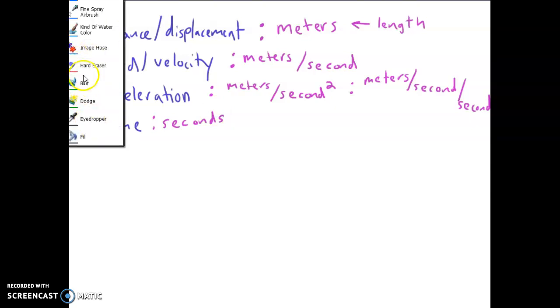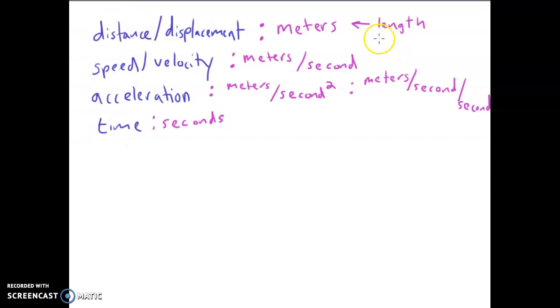Okay. So in this class, we will be using a particular system of units. You will notice, right, that meters aren't the only way to measure distance or displacement. Seconds is not the only way to measure time. And because of that, meters per second and meters per second squared are not the only ways to measure speed and acceleration.